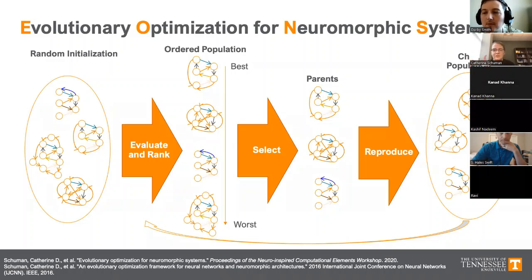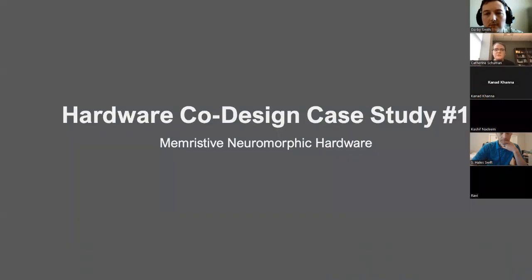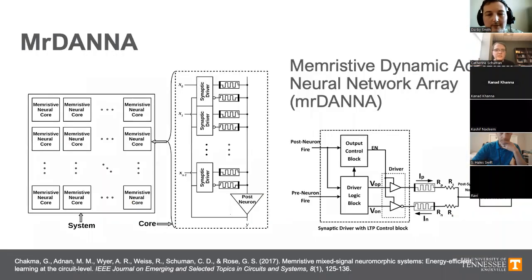So with that, I'm now going to go into how we use evolution for co-design. The first case study that I want to go through is our memristive neuromorphic hardware implementation in collaboration with Garrett Rose's team here at the University of Tennessee. We started 5 or 6 years ago developing this memristive neuromorphic system called Mr. DANA, Memristive Dynamic Adaptive Neural Network Arrays. If you're familiar with memristive neuromorphic systems, typically you think about them in crossbars. We were not using a crossbar architecture with our memristors.